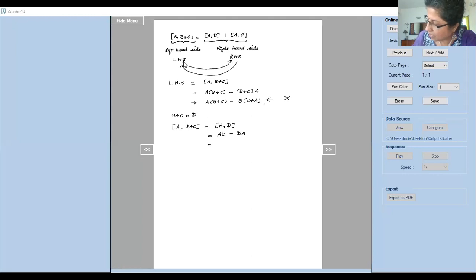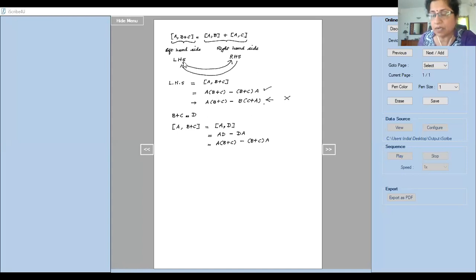Now replace your D. What is your D? Nothing but B plus C. And here you will get B plus C A, correct? So which is this step. I hope it's clear to everybody.